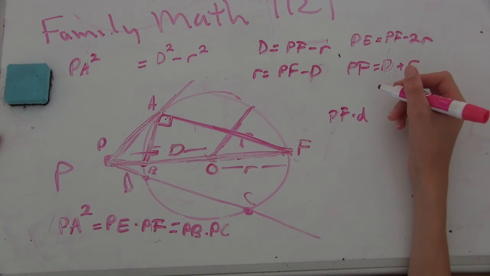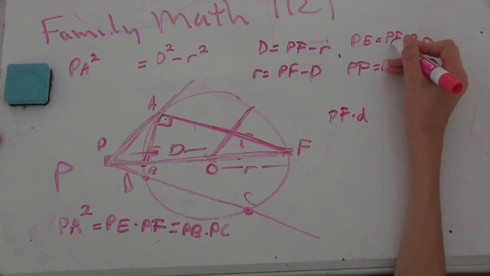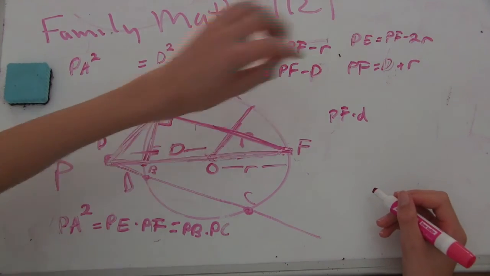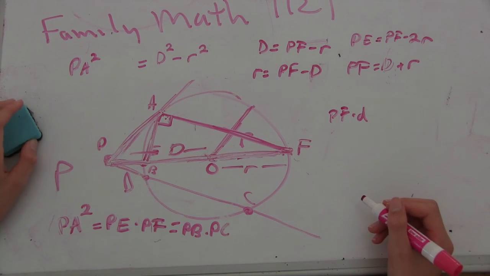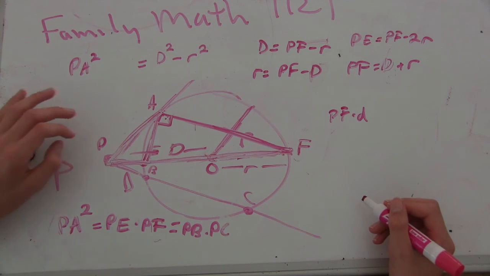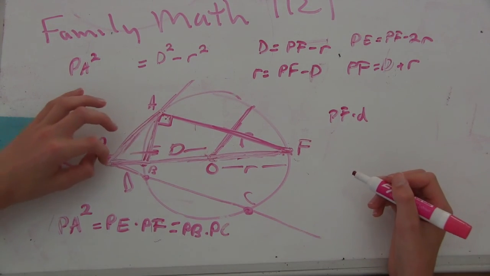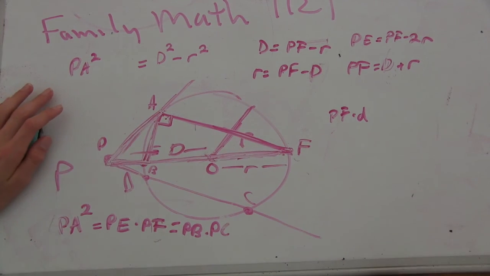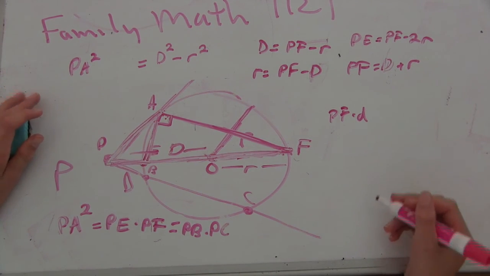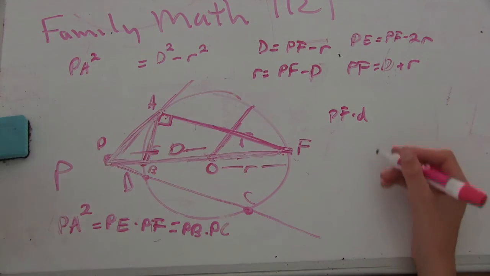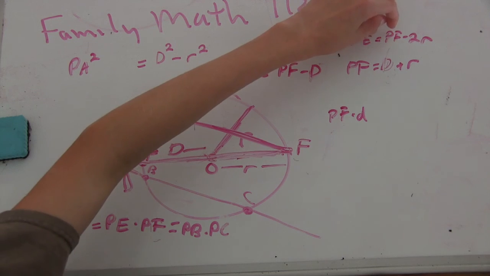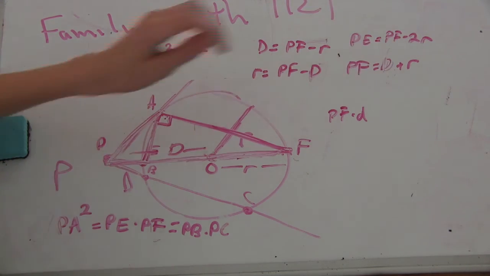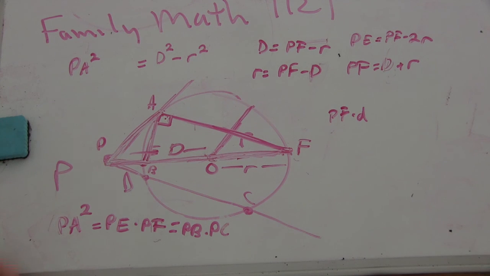Wait, what? How did you get that? PF times D. We're computing PE times PF. Okay, so PF is D plus R. What is PE? PF minus 2R. So PE is PF minus 2R. I see that. And then PF is D plus R. So just multiplying them together. But why are you multiplying PF times D? That I don't understand. This is just the first term of the multiplication. Oh, I see. Just multiplying the terms together.